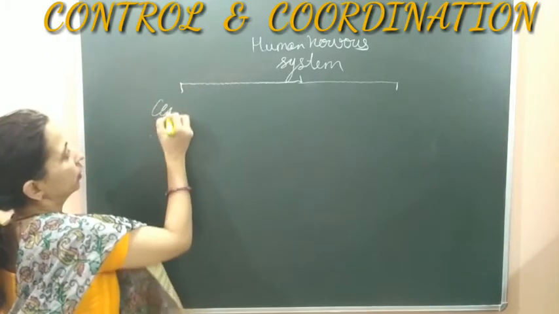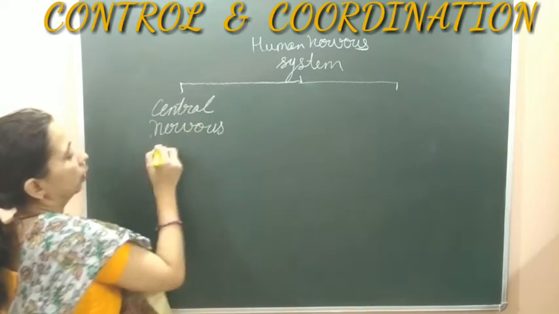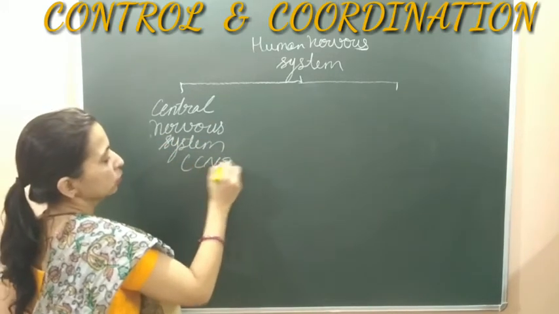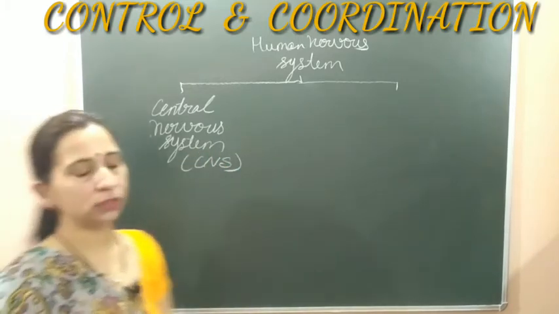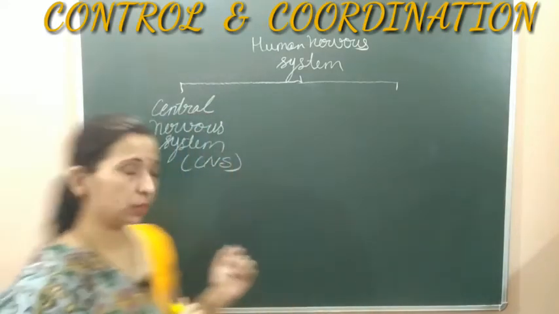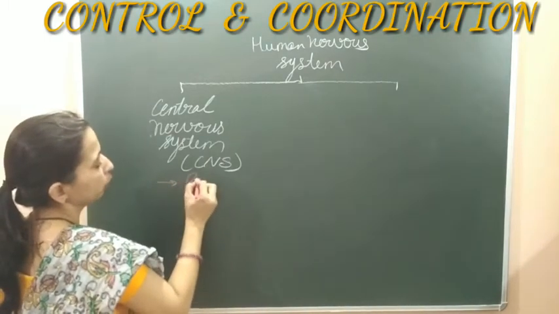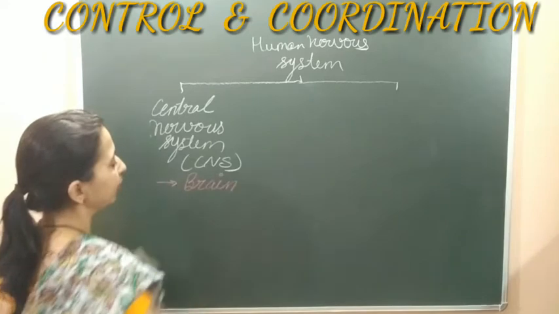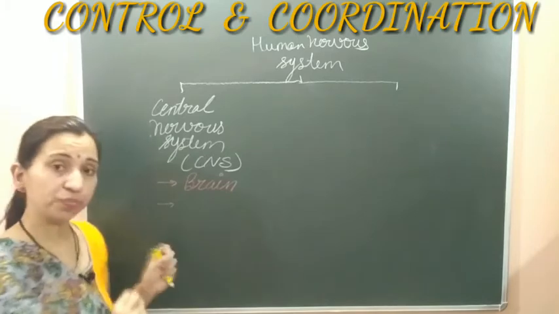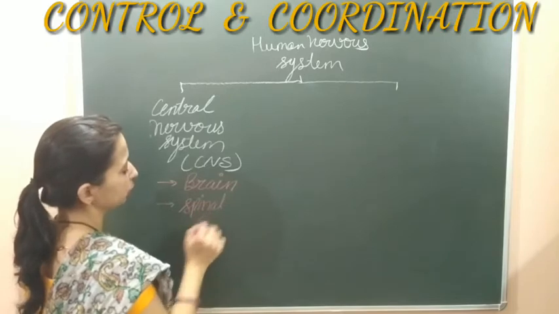Central nervous system, in short we call it CNS. It's a very important part, and the organs which make this central nervous system are — कौन से दो organ हैं important जो central nervous system बना रहे हैं? Number one, the most important organ which controls all the activities, this is the brain. And the second organ which makes the central nervous system is the spinal cord. So this is about the central nervous system.